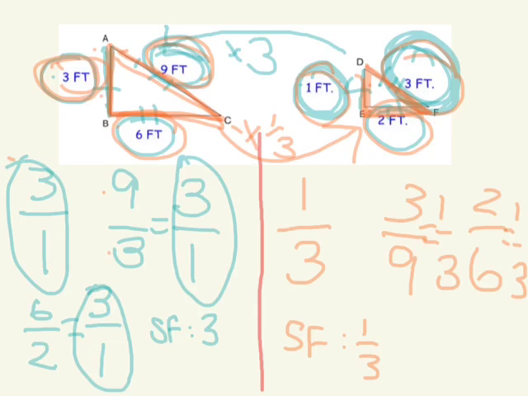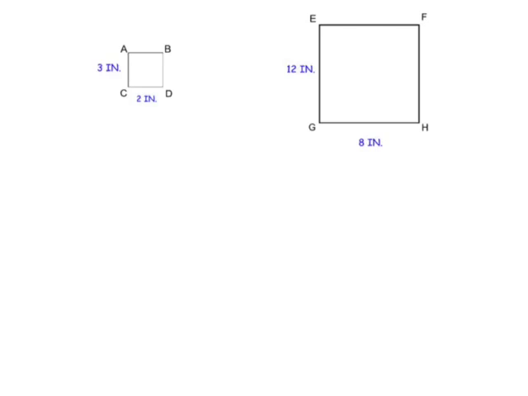Okay, let's do one more. So here's one with a quadrilateral or rectangle. And again, when you're finding scale factor, the figures are already known to be similar. So again, I'll do it both ways. I'll find from the smaller to the larger and the larger to the smaller, or vice versa.